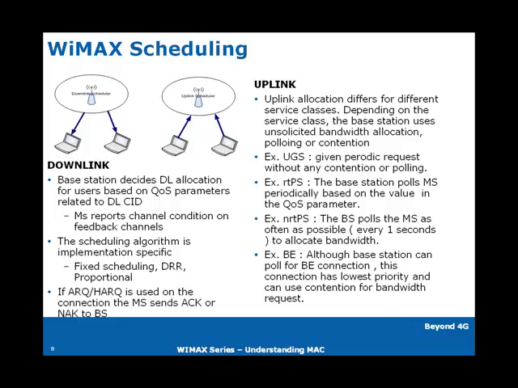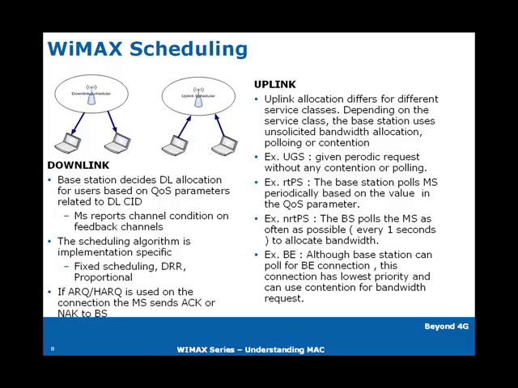If you have an rtPS assigned to a subscriber, the base station polls the mobile station periodically based on the value in the QoS parameter. If you have enterprise data mapped to an rtPS, the base station polls the mobile station as often as possible, every 1 second, to allocate bandwidth. And finally, if you have a best effort allocation to a user, then all the base station can do is poll for best effort connections. This connection has the lowest priority and can use contention for bandwidth requests.